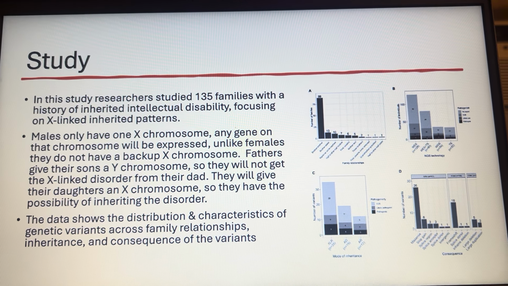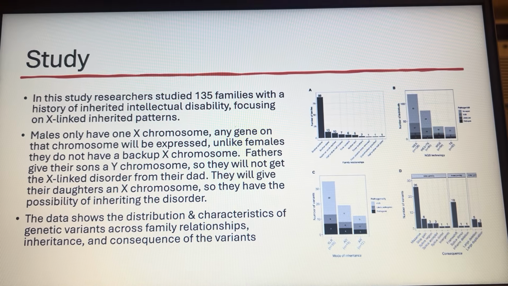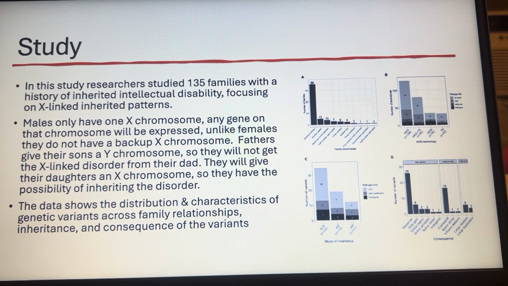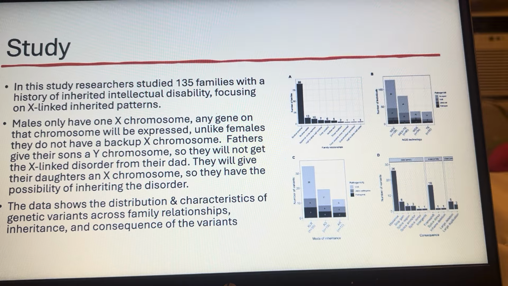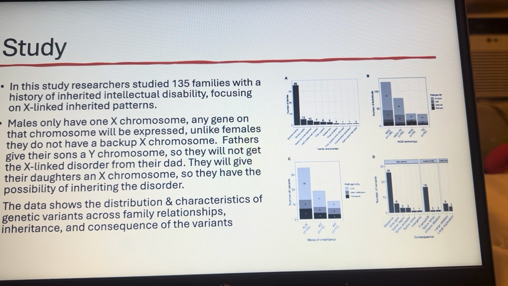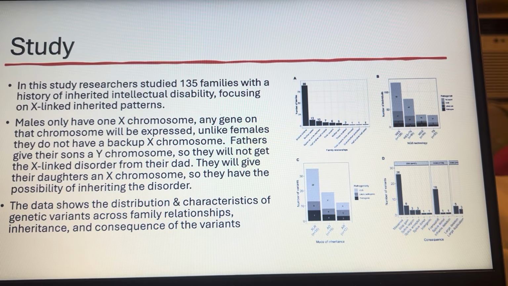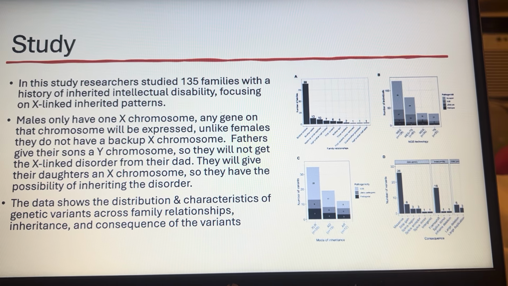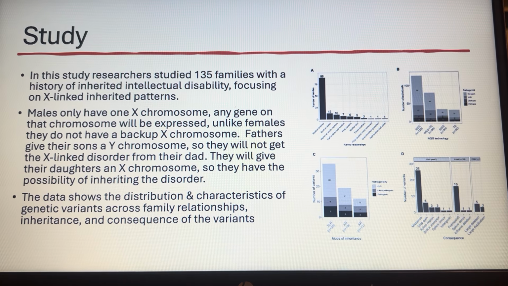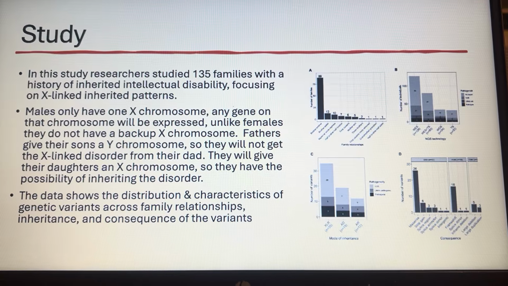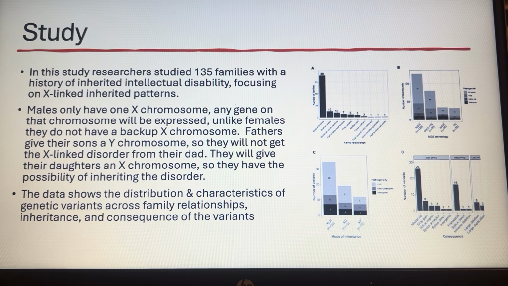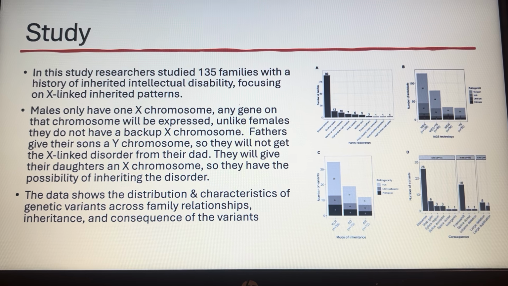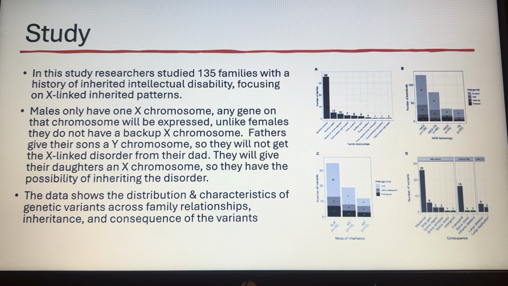Fathers give their sons a Y chromosome, so the son will not inherit the X-linked disorder from their father. They will give their daughters an X chromosome, so the daughters have a possibility of inheriting the disorder. The data shows the distributions and characteristics of genetic variants across families and relationships, inheritance, and consequence of the variants.